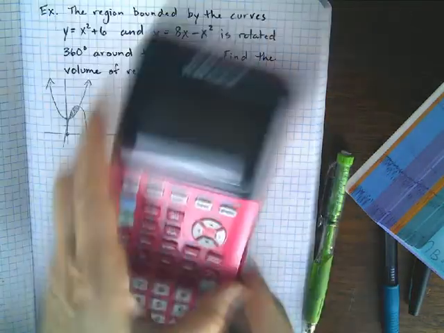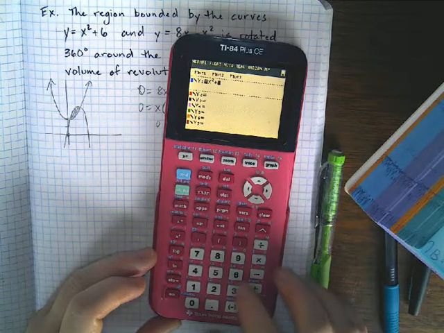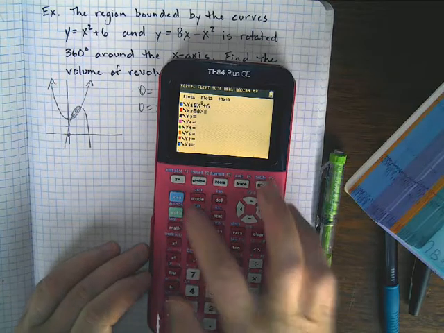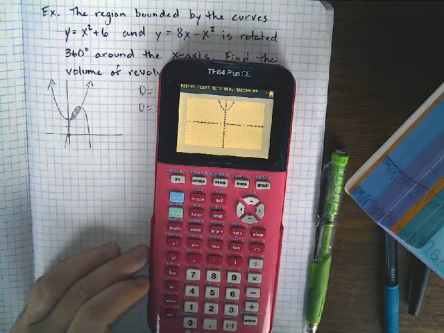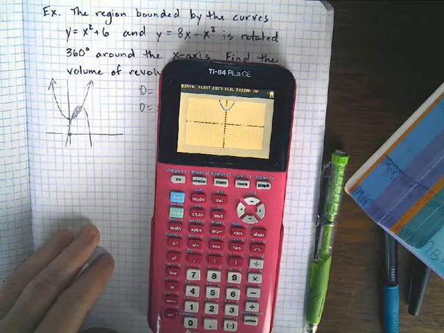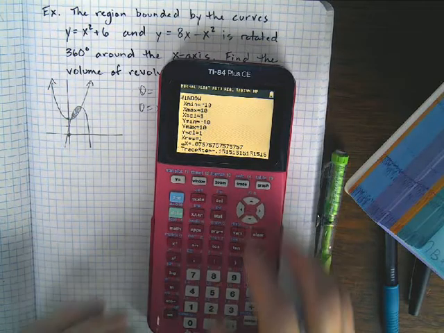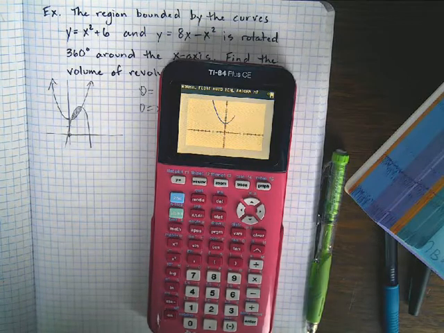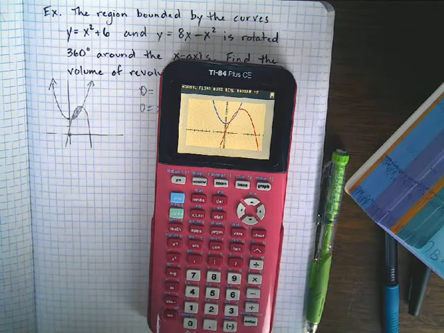I can double check that on my graphing calculator. I'm going to put in x squared plus 6 and 8x minus x squared, and make sure my little sketch is approximately right. Graph it. There's the first one. My window isn't exactly right, so y needs to be a little bigger. There's the first curve and there's the second curve. So it's just a skinny little region where they're overlapping. I've got a rough idea of that.